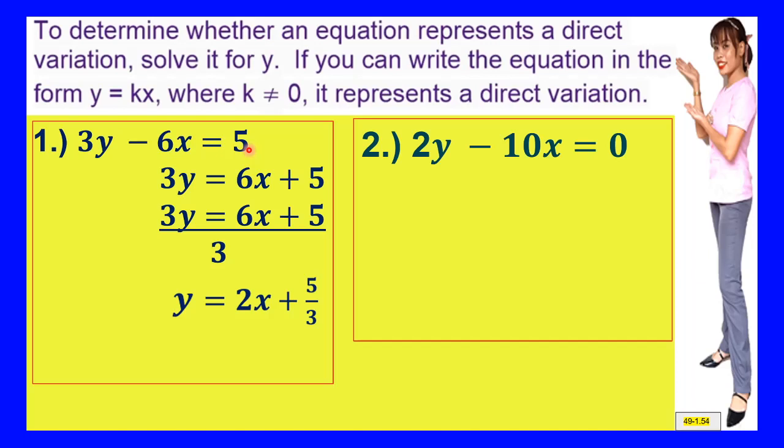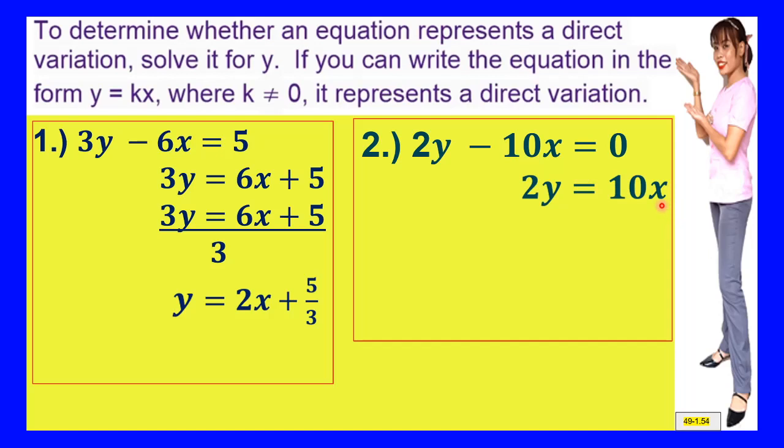Now let's proceed to statement number 2. 2y minus 10x equals 0. Again, there are only two sides of the equal sign, left and right. We will transpose negative 10x to the right side so that 2y will be left on the left side. So we have 2y equals 10x. Negative 10x becomes positive 10x.